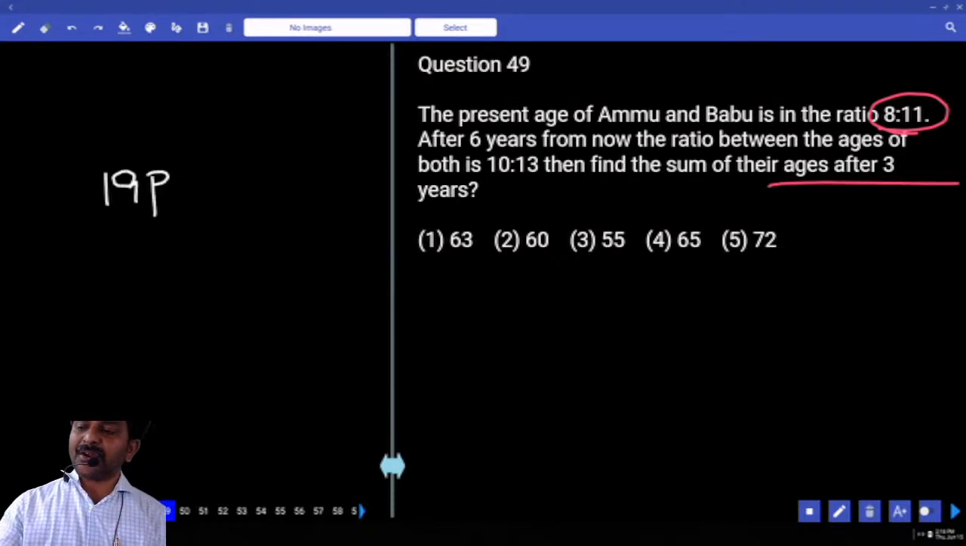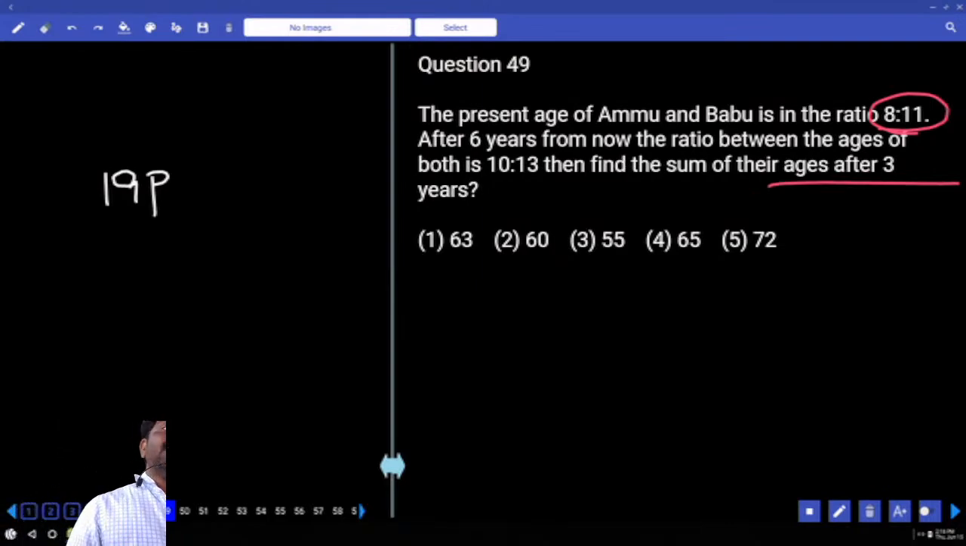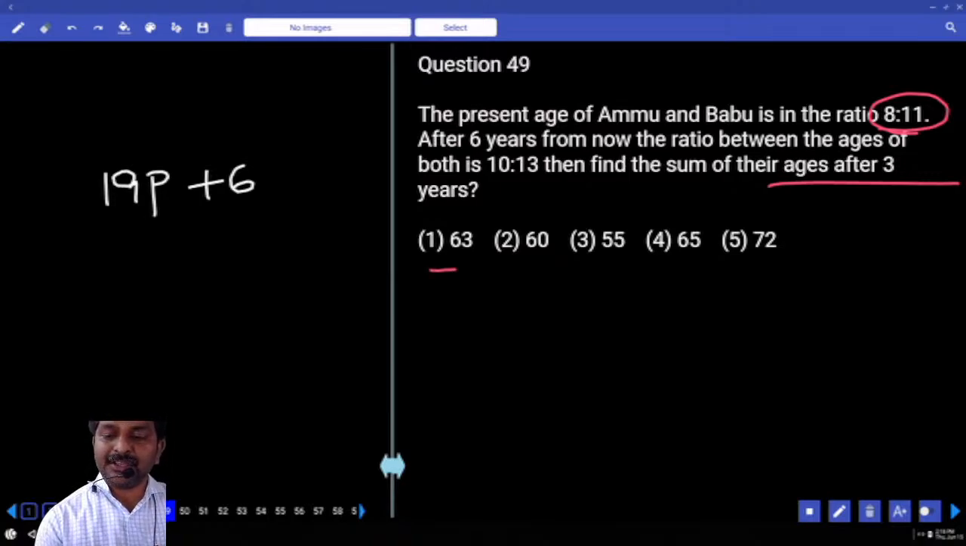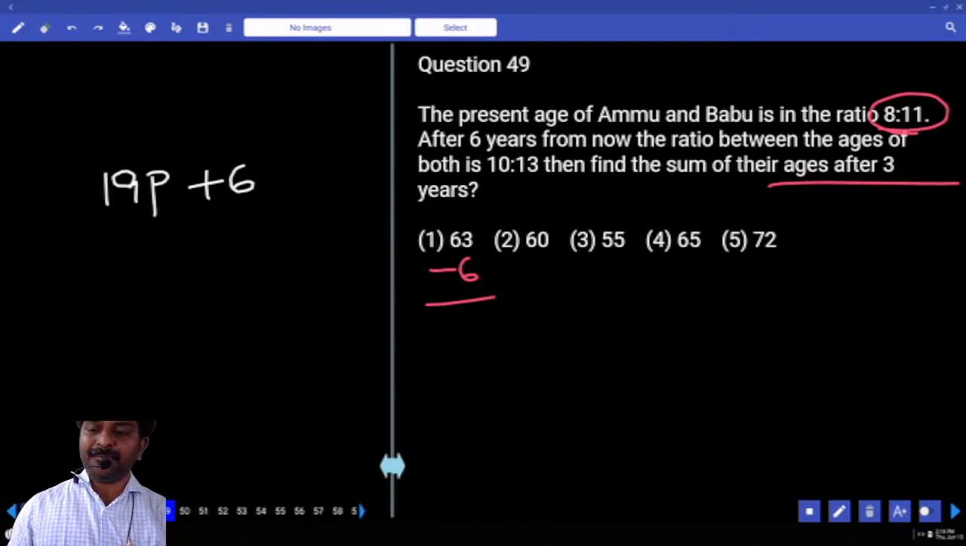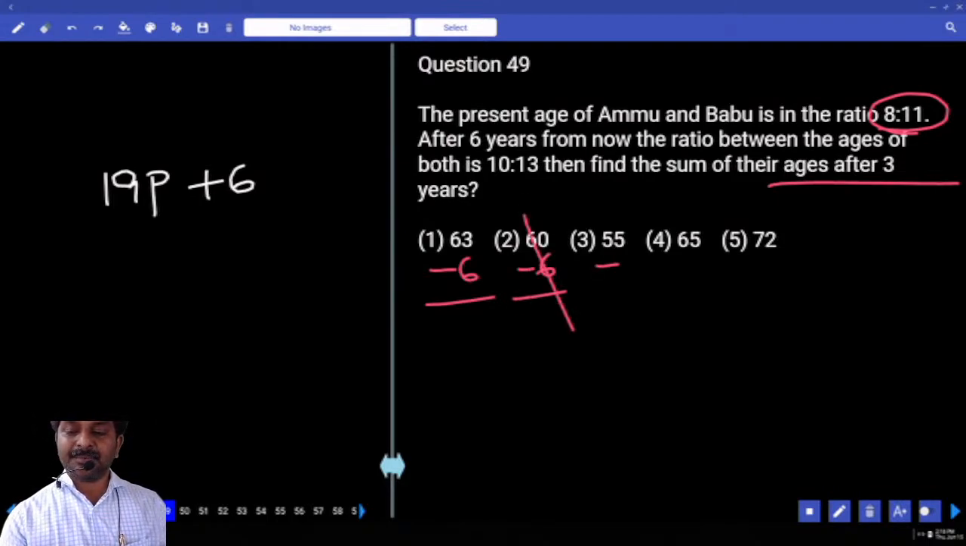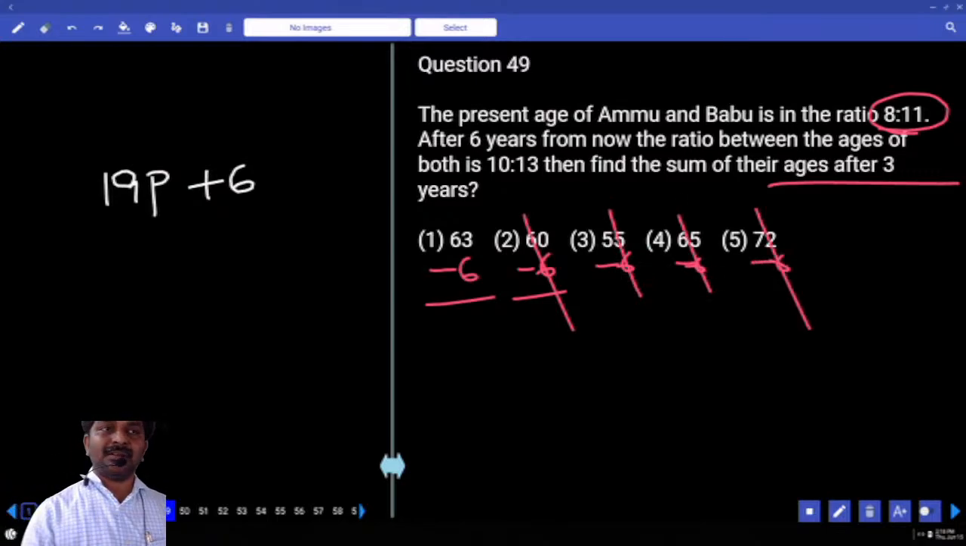Now the question is to identify their age after 3 years, in the sense that for each member we have to add 3 years. For 2 members together, that means the answer must be in this particular form. So from the options, if you subtract 6, what do you get? 57. Is it a multiple of 19? Maybe your answer. Subtract 6? No. Subtract 6? No. Subtract 6? No. No. Only one.